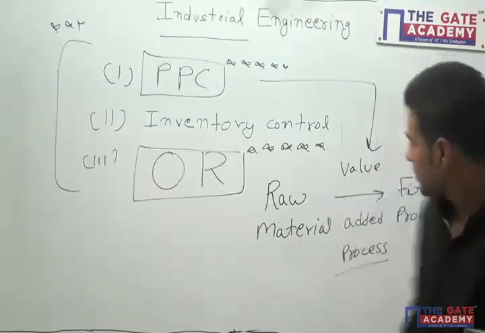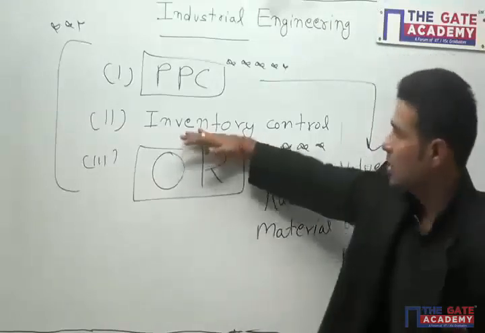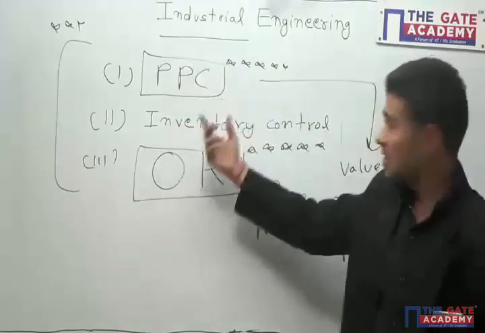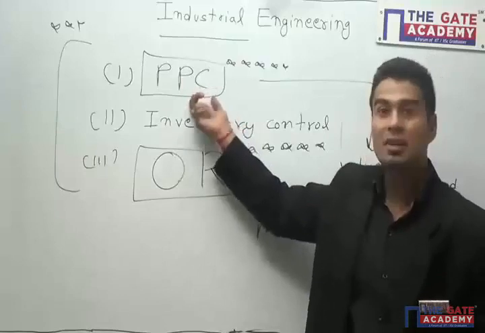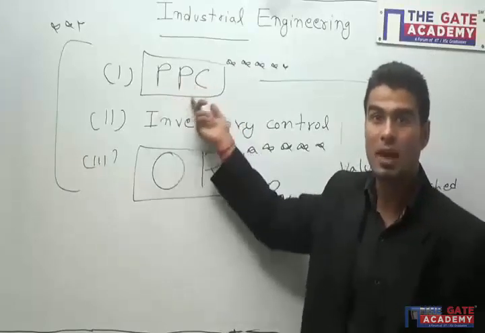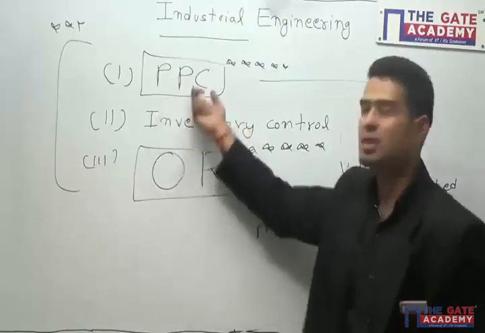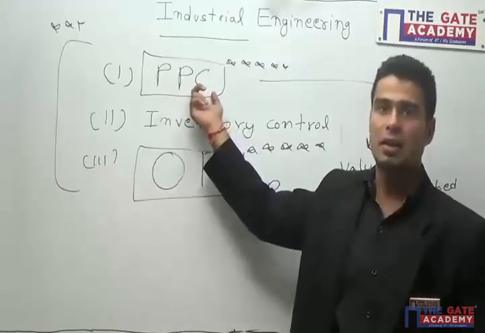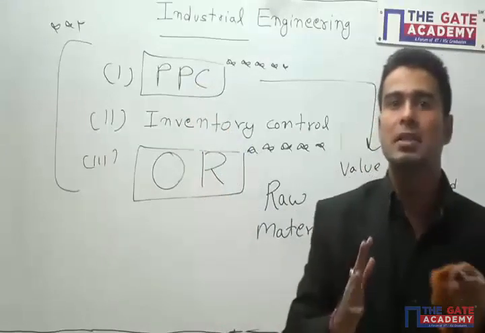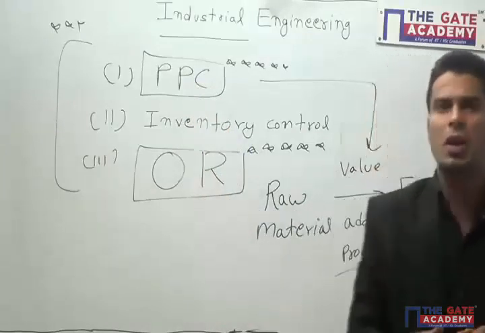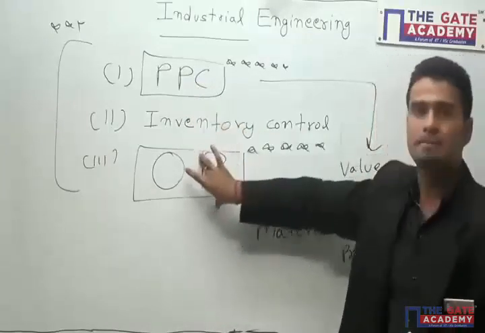So inventory control comes after PPC. You can say it's a term of controlling. Production planning and control, and inventory control, come first. The third and very important is operations research, and I will give you a good concept in this.